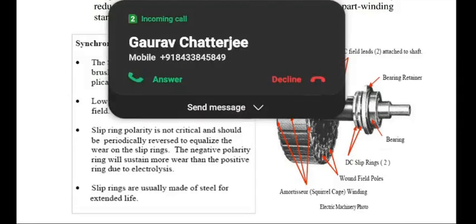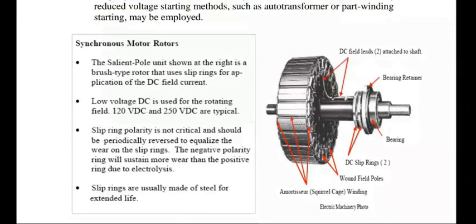Shaft. The shaft will be the one which will be driven by the rotor at a constant speed and will supply mechanical requirements. Okay, at least that much you can figure out.